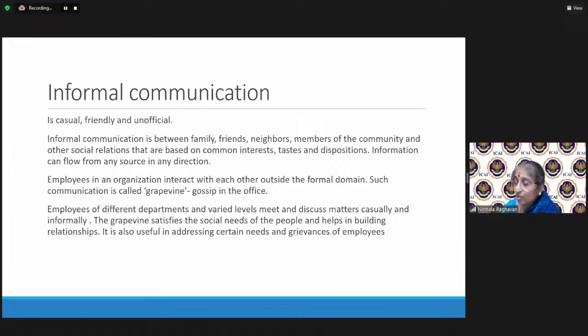I have the older version of the study material, so my pages will not tally with your study material page because yours is new.